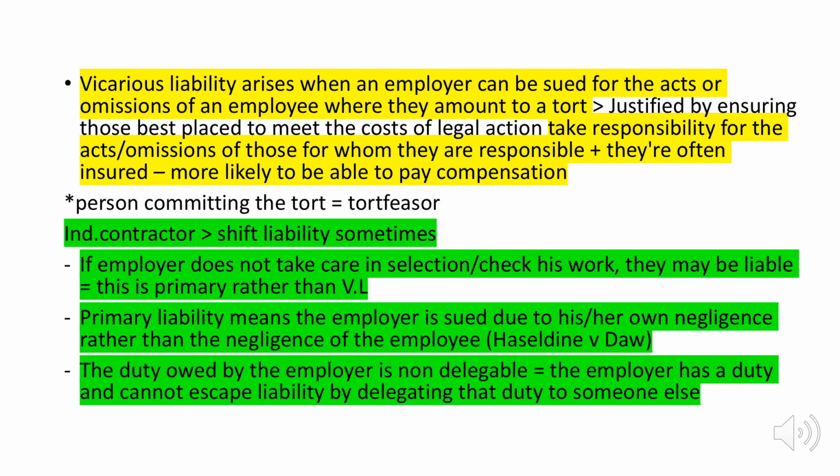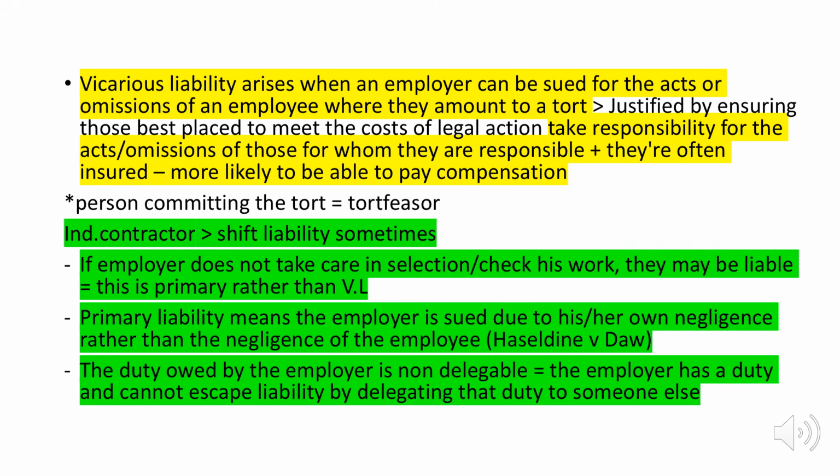Now, the next topic is vicarious liability. Vicarious liability arises when an employer can be sued for the acts or omissions of an employee where they amount to a tort. So it's justified by ensuring those best placed to meet the cost of legal action take responsibility for the acts/omissions of those for whom they are responsible, and they're often insured, so they're more likely to be able to pay compensation. So the person committing the tort is the tortfeasor. Now it's important to use these technical terms.